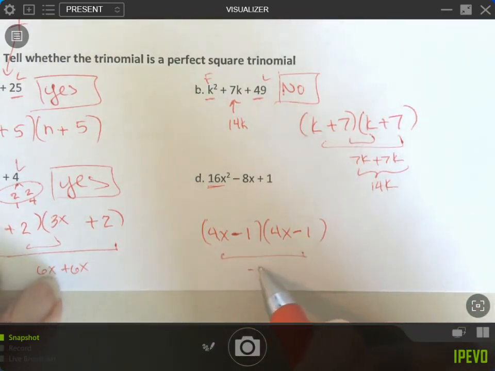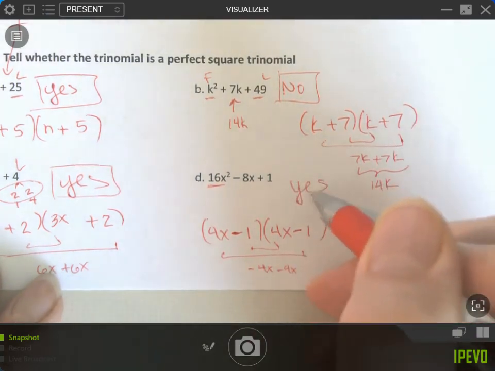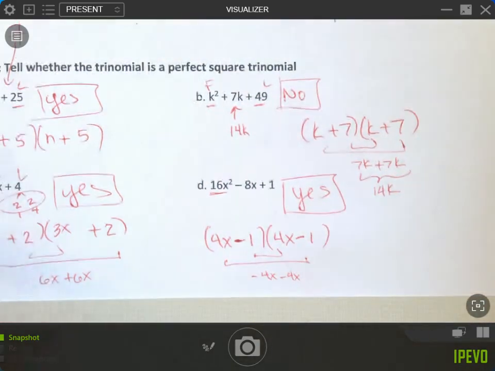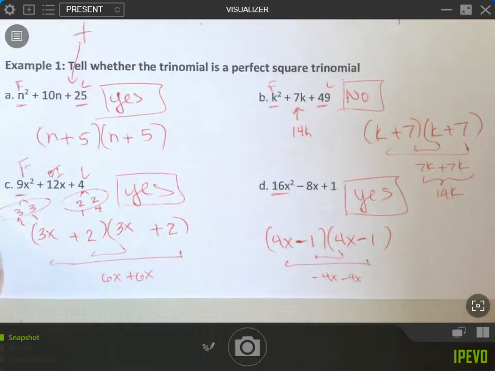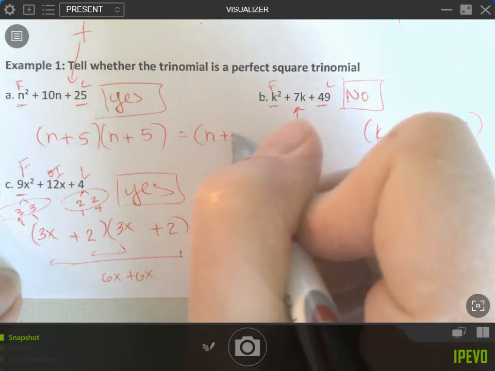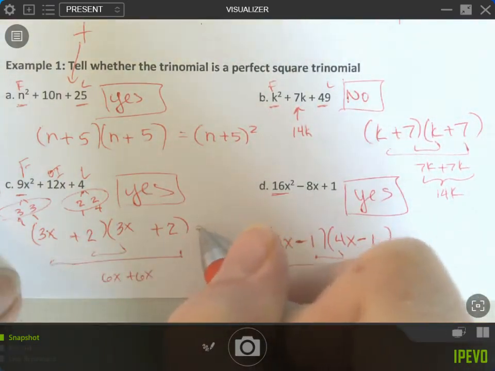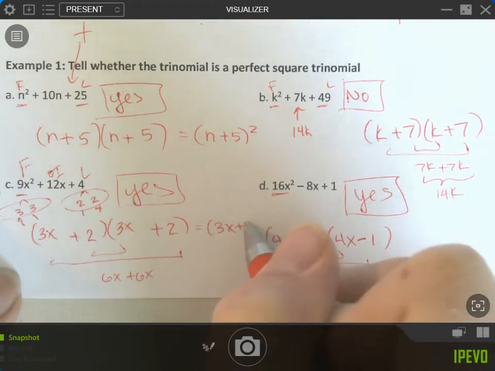Look, you get a negative 4x and a negative 4x, which is negative 8x. So yes, this is a perfect square binomial if you factor it. All right, now we didn't do all this, but how would my final answer look for all of these? Something times itself is written as a quantity squared. So something times itself you'd write as 3x plus 2 squared.